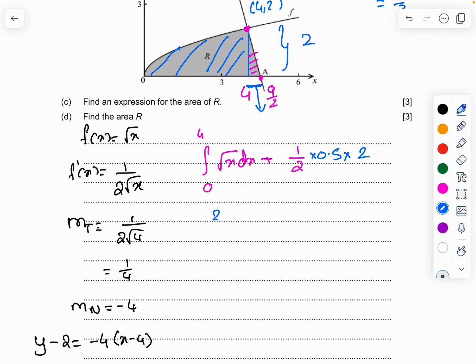The integral of root x is nothing but 2 by 3 x to the power 3 by 2 from 0 to 4, plus 0.5. Directly writing the answer, that is 2 by 3 times 4 to the power 3 by 2 plus 1 upon 2, which is 35 upon 6. Okay, so that's going to be the answer.